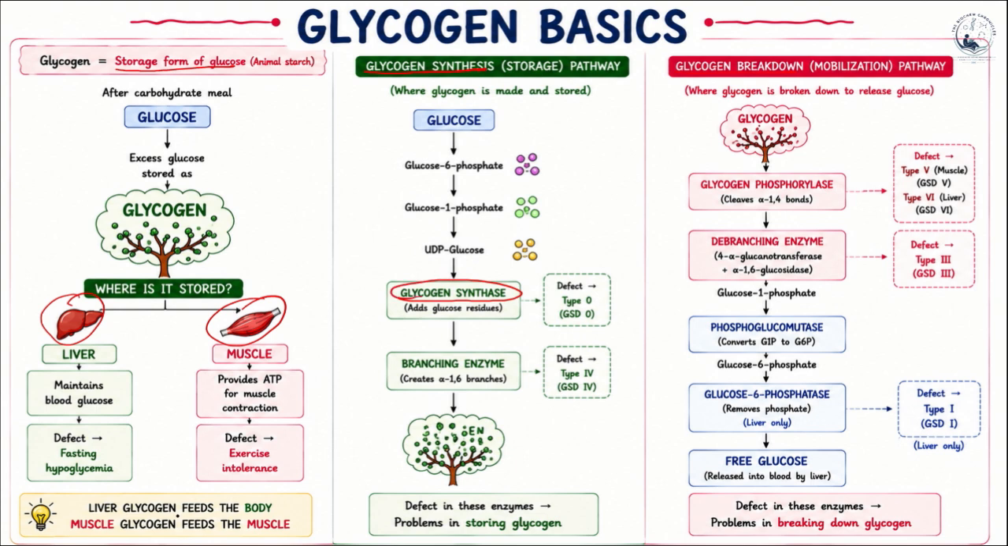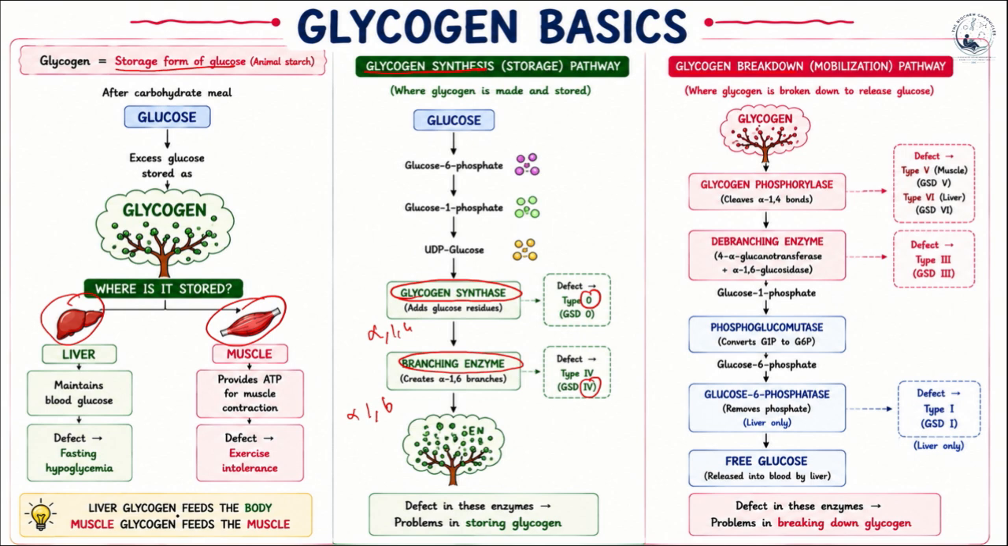So when this is absent, it is a type 0 glycogen storage disorder, and this synthase will cause alpha 1,4 linkages. There's another enzyme known as branching enzyme which will cause branches with the help of alpha 1,6 linkage. When this is absent, it is type 4 glycogen storage disorder.